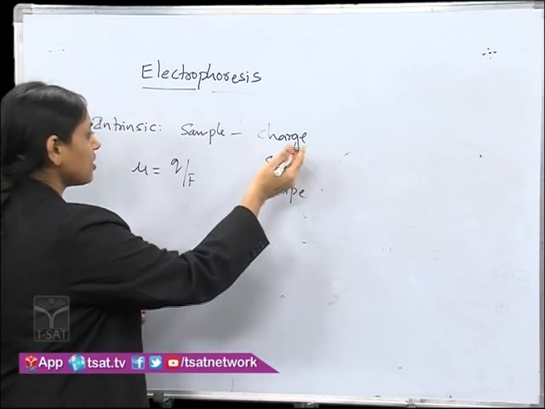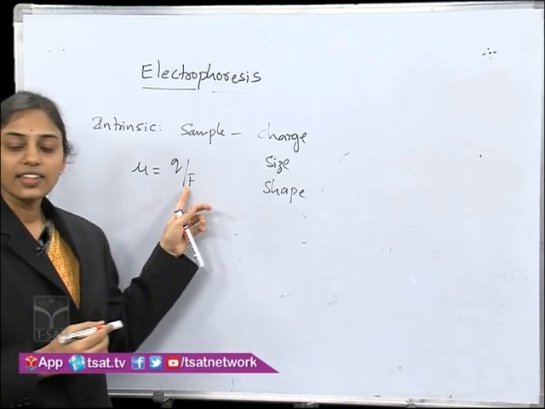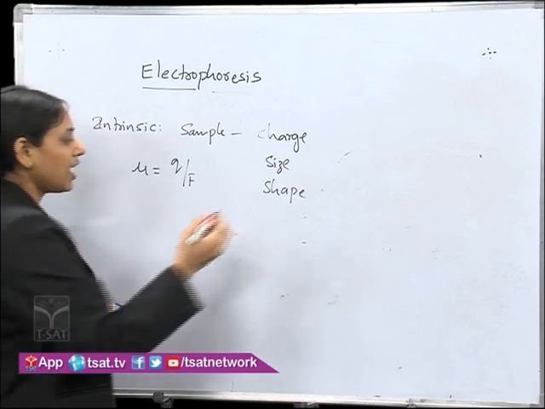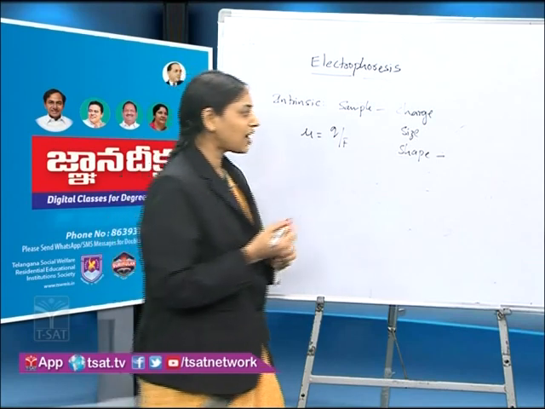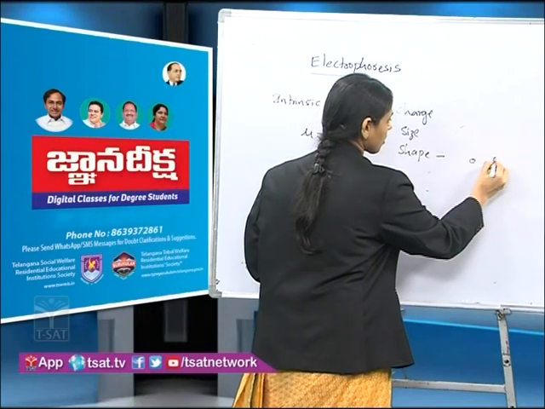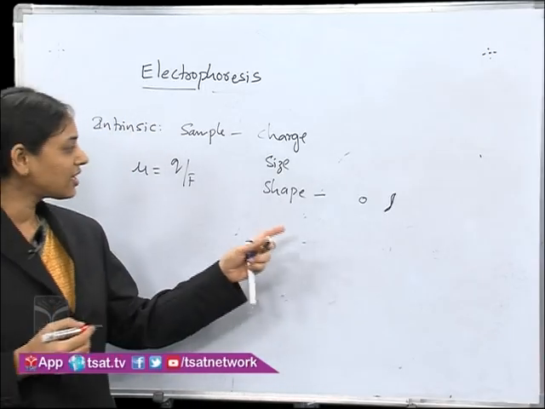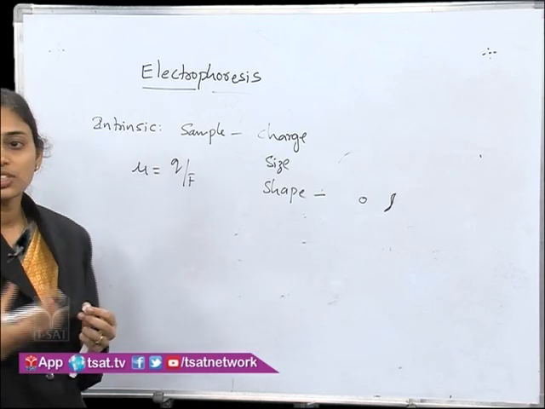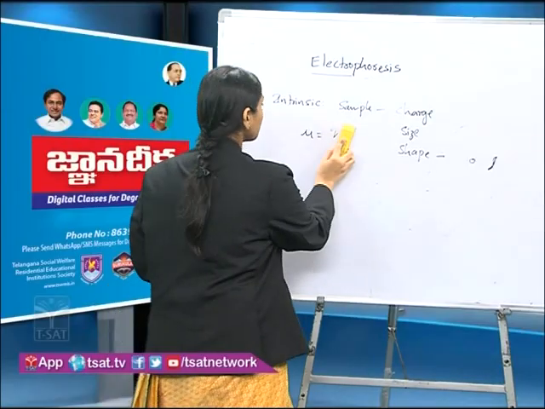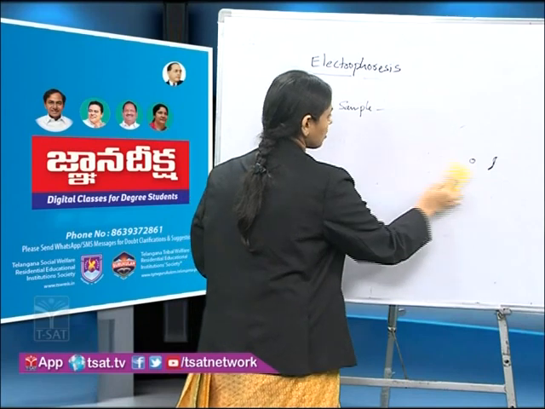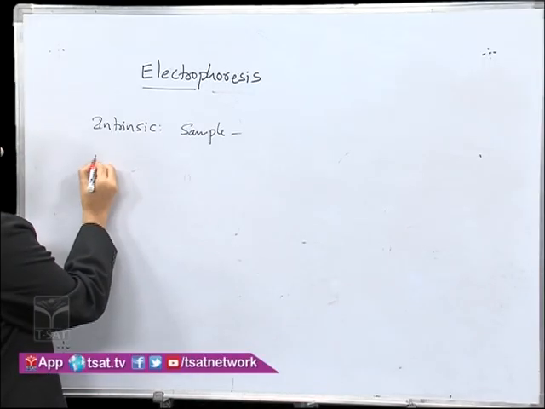So if the charge is high, then it moves with higher speed, and if the mass is high, then the mobility will be reduced. And shape, for example, globular proteins move faster than fibrous proteins. These fibrous proteins have a higher surface to volume ratio, that's why they experience some kind of resistance from the medium they are in during separation. And the next, extrinsic factors: buffer, electric field and supporting material.